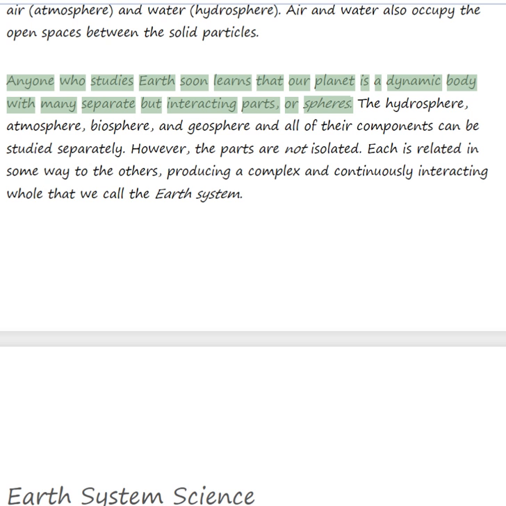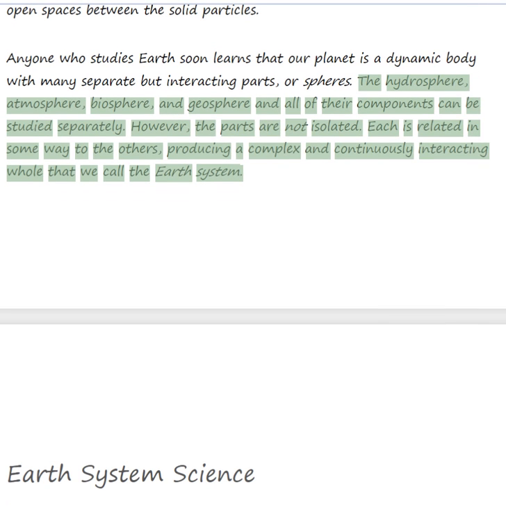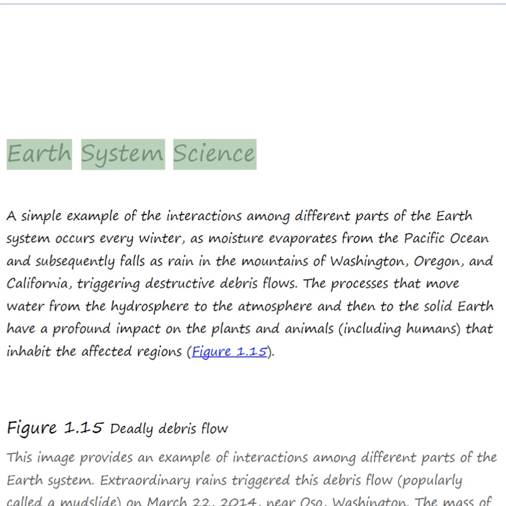Anyone who studies Earth soon learns that our planet is a dynamic body with many separate but interacting parts, or spheres. The hydrosphere, atmosphere, biosphere, and geosphere and all of their components can be studied separately. However, the parts are not isolated. Each is related in some way to the others, producing a complex and continuously interacting whole that we call the Earth system. Earth system science.